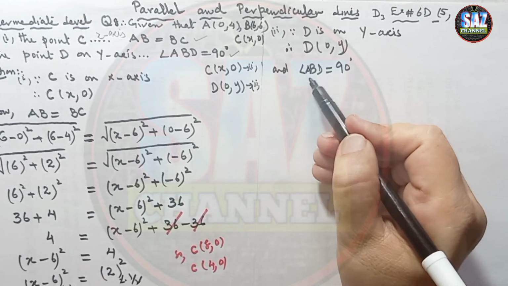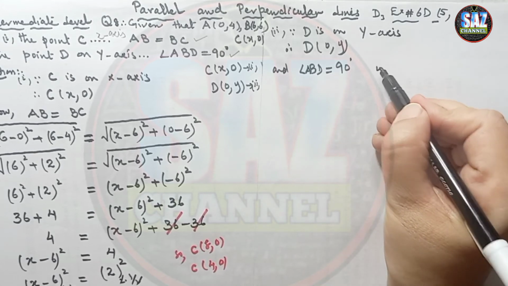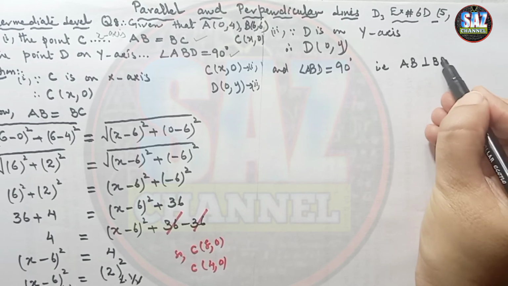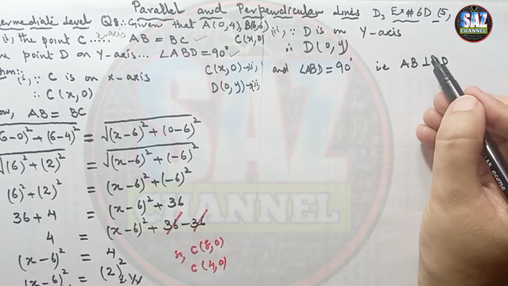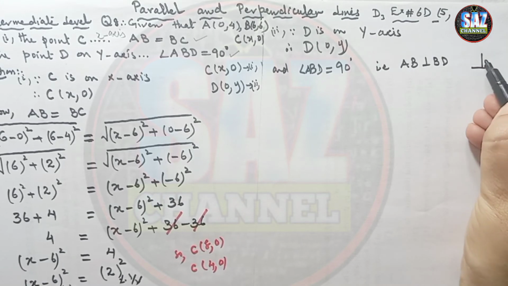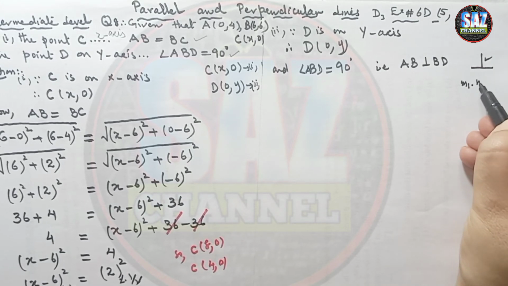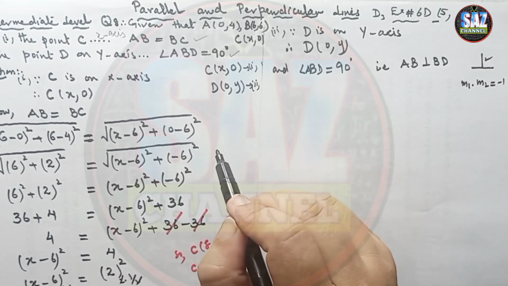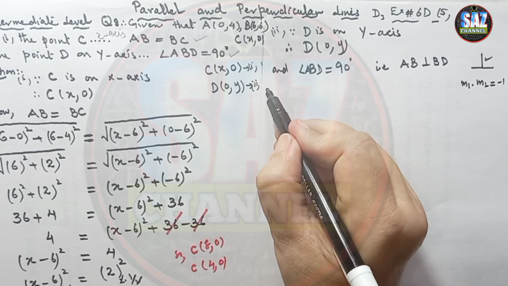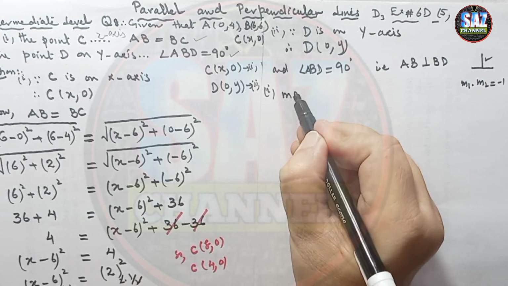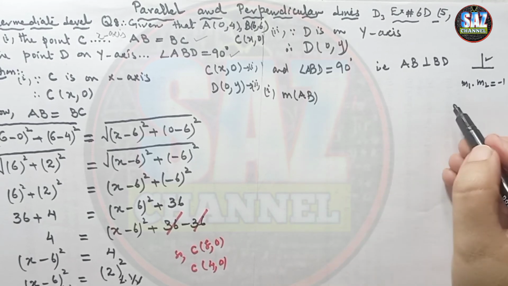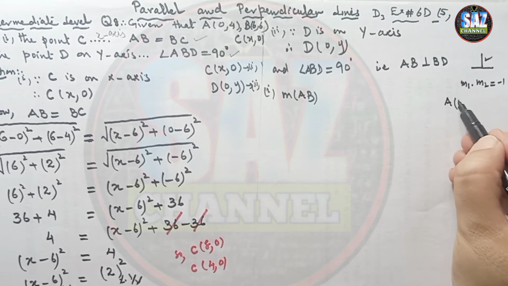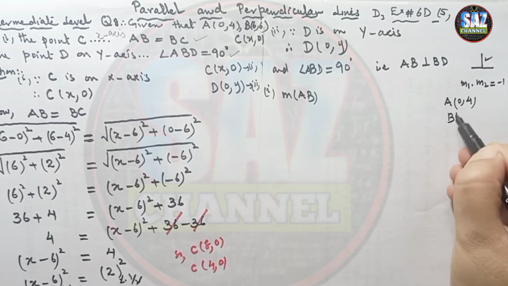It means AB is perpendicular to BD, and we know when two lines are perpendicular to each other, then the product of their gradients m1 multiplied by m2 is minus 1. So first of all I have to find the gradient of AB, M_AB. Let me write down the coordinates of A and B over here so that my students can understand the question easily. A is (0, 4) and B is (6, 6).